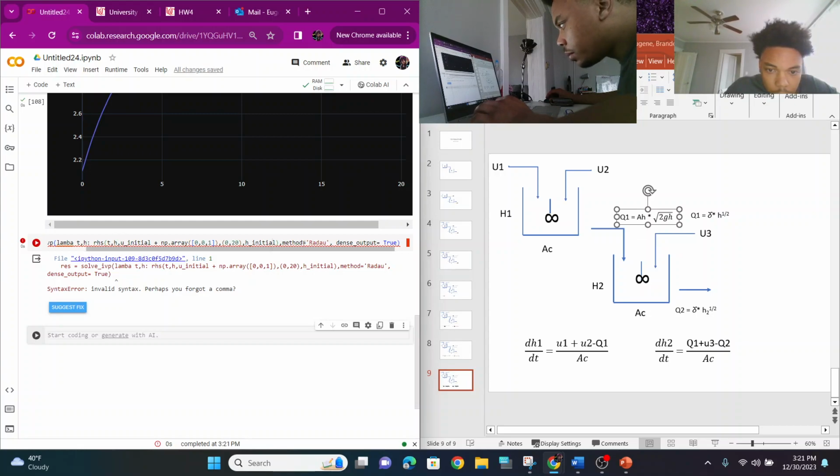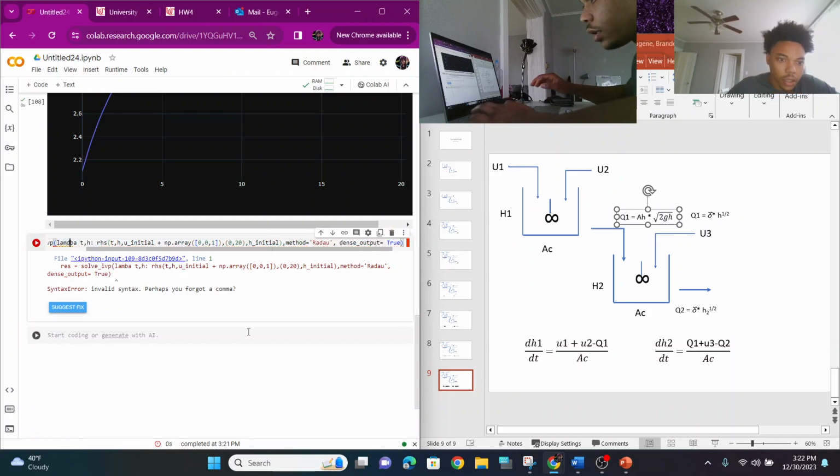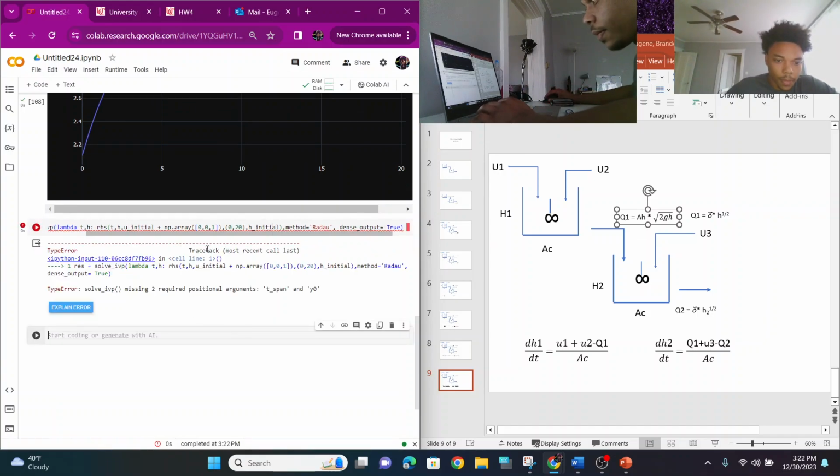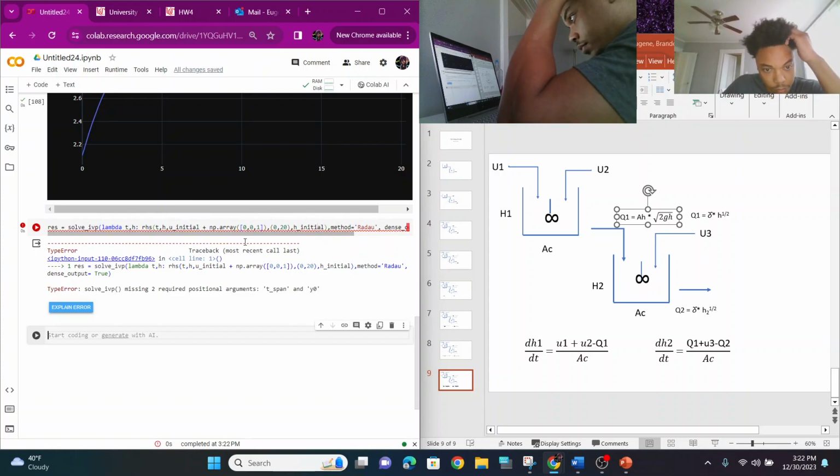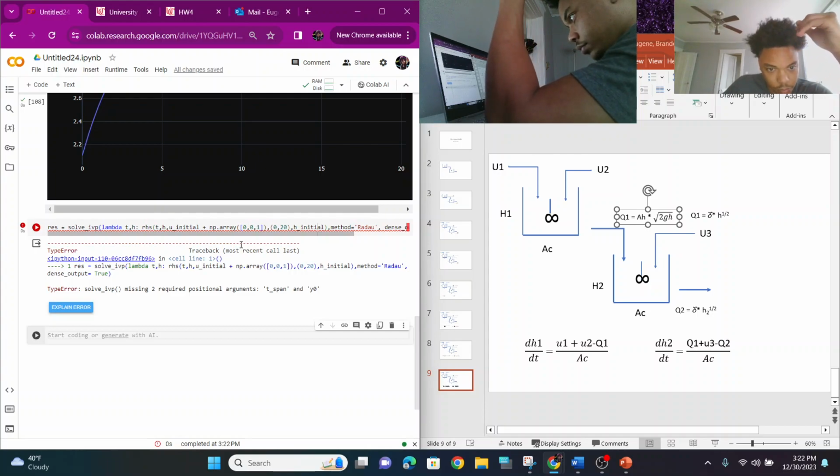Perhaps you forgot a comma. Ha ha ha, you're so funny. Ha ha ha. Perhaps I forgot a comma. Or perhaps I can't spell correctly. Lambda. Shift enter. Alright, and probably still forgot a comma. Right-hand side, t, h, u initial plus numpy array. Okay. Okay.